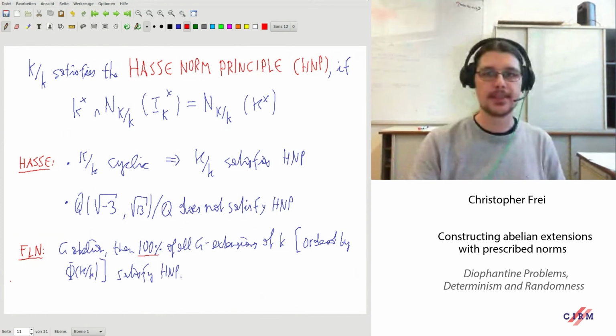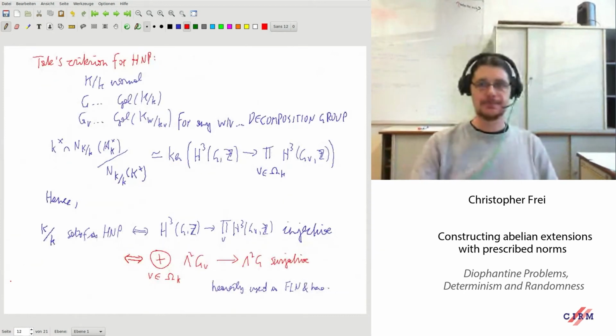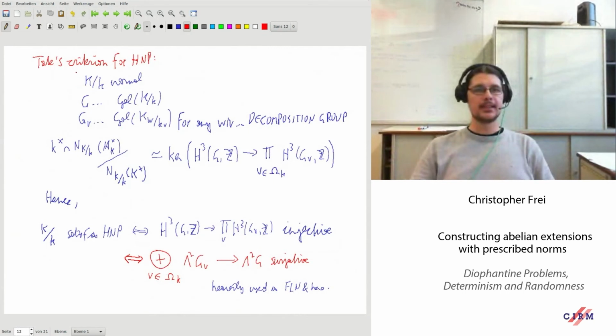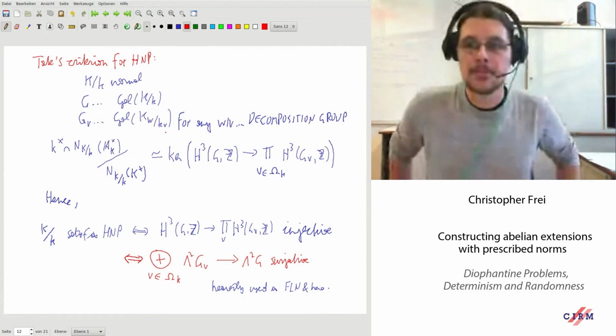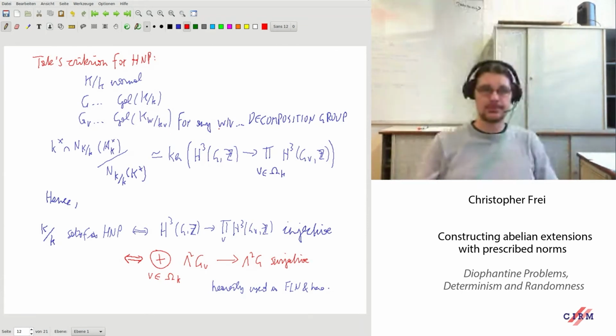Good, so we have the Hasse norm principle. Tate has formulated a powerful criterion for when the Hasse norm principle holds for an extension K over k that is normal. So I write G for the Galois group of K over k and G_v for the decomposition group at the place v. That's just the Galois group of a corresponding local extension for any place w lying above v. All of these are canonically isomorphic, so it doesn't matter which w you choose.